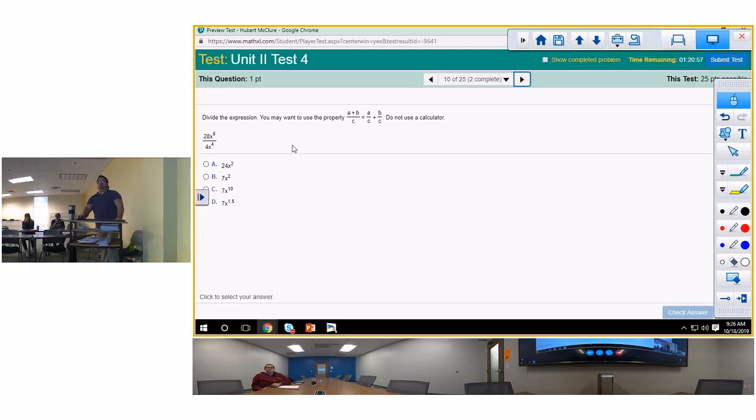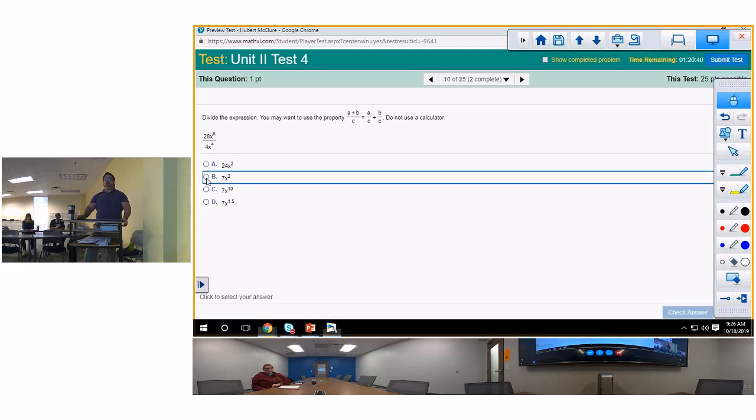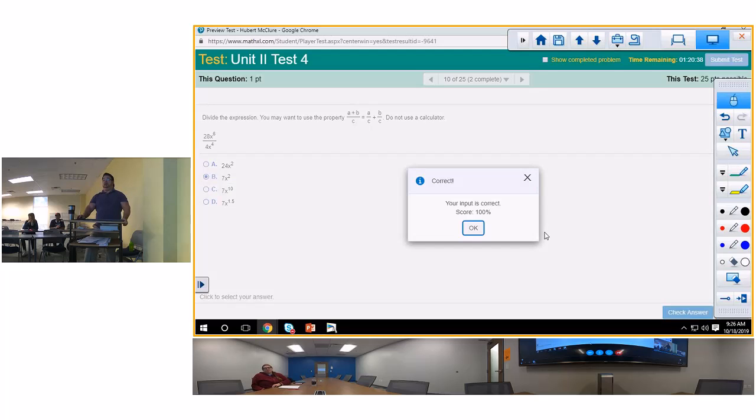All right, this one's pretty simple. Divide the expression. You may want to use, blah, blah, blah. Okay, how do you divide? What's 28 divided by 4? 7. Okay, so that's pretty simple. 28 divided by 4 is 7. And 6 minus 4 is what? So where is 7x squared? Right there? And hopefully we got that right.